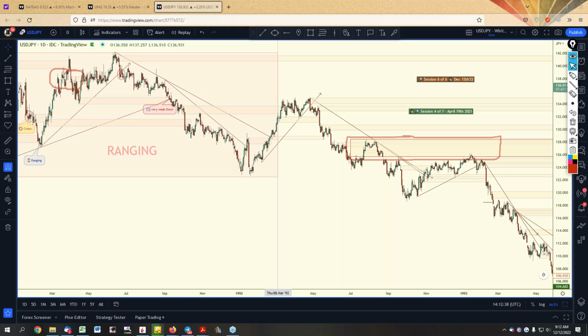Okay. At what point do you think it would be important to start paying attention to structures on the chart? I'll give you a minute.